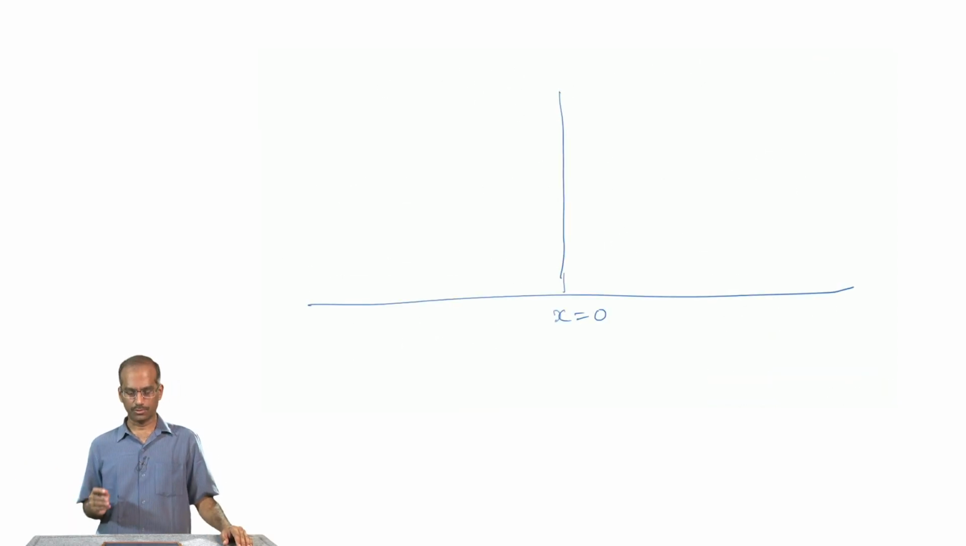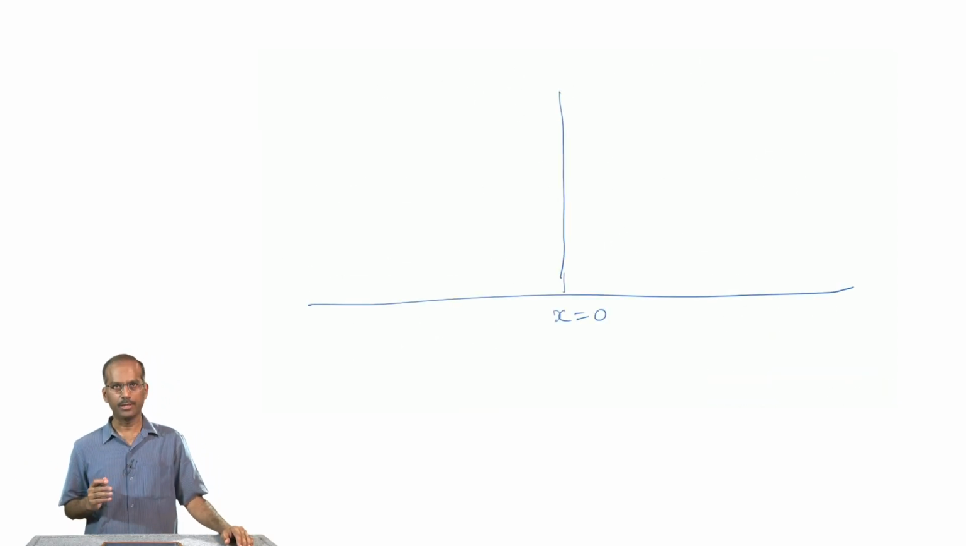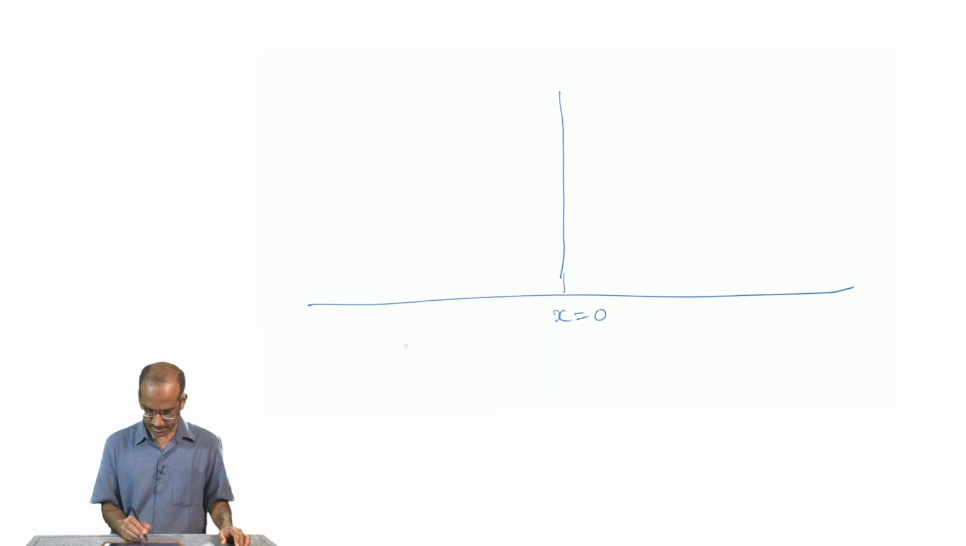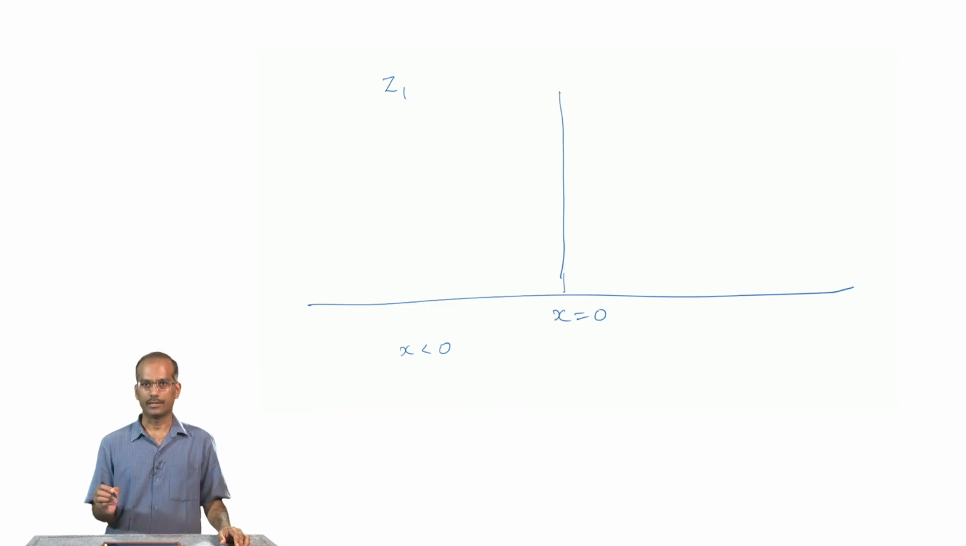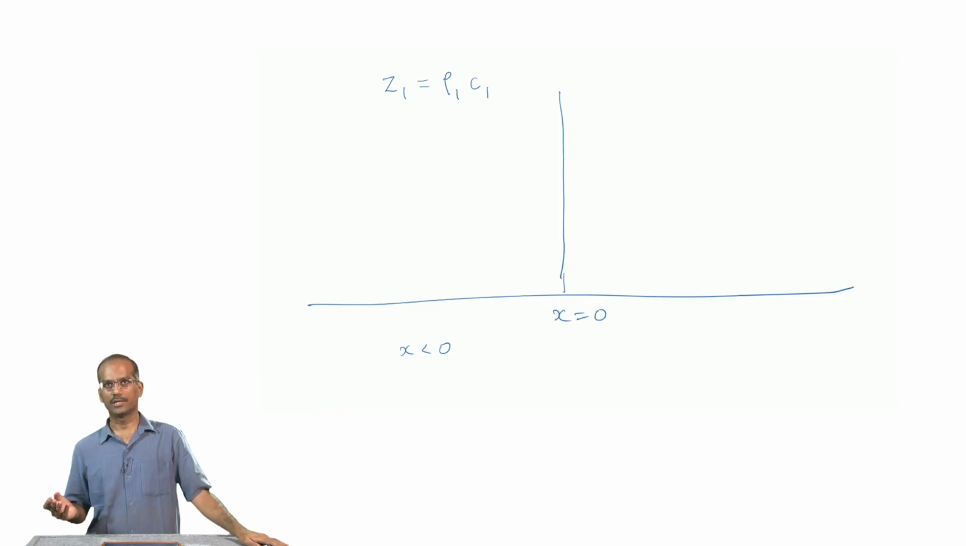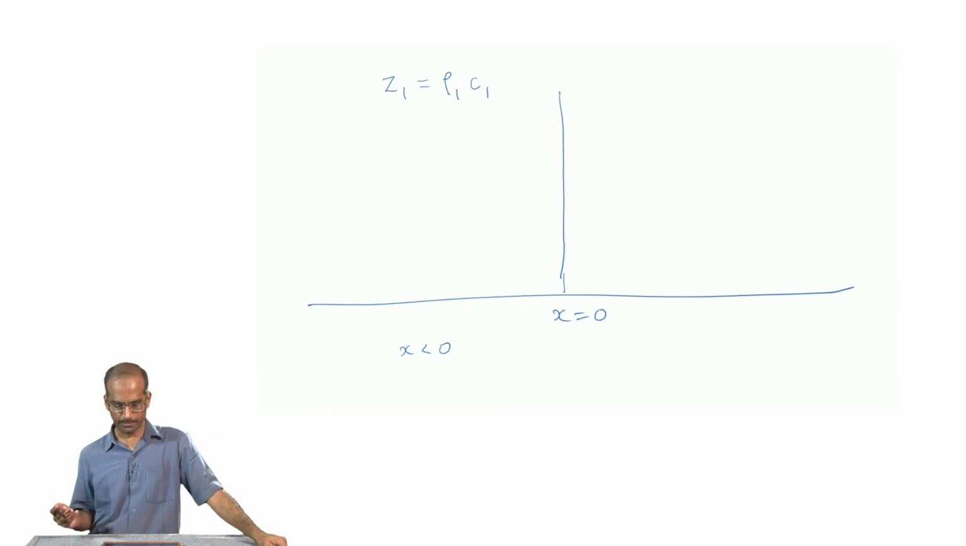At x equal to 0, I have my boundary. So, this is the boundary where there will be a change of media. For x less than 0, there is one medium which is characterized by Z1, and Z1 from the formula that we made just now is rho 1 C1. Rho 1 is the linear density in that medium and C1 is the phase velocity.